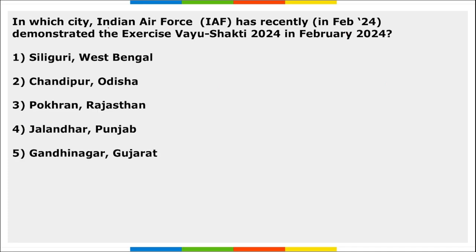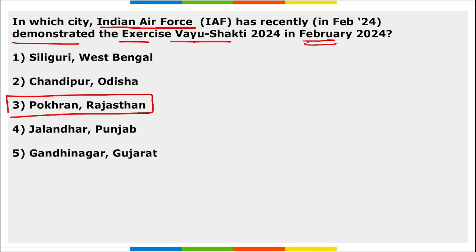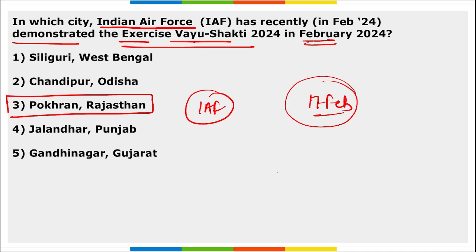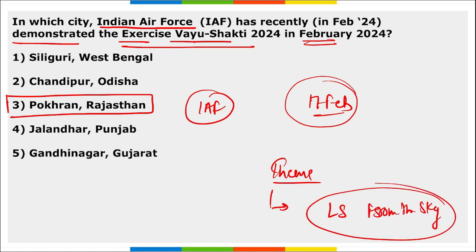Next, in which city has the Indian Air Force recently demonstrated the exercise Vayu Shakti 24 in Feb 2024? So in which city? It is Pokhran, Rajasthan, right? In Pokhran, Rajasthan, the Indian Air Force has recently demonstrated the exercise Vayu Shakti in Feb 2024, right? And this was held on 17th of Feb 2024. Correct. Then there was a theme for this exercise that you need to remember for Vayu Shakti, that is lightning strike from the sky. I repeat, lightning strike from the sky.